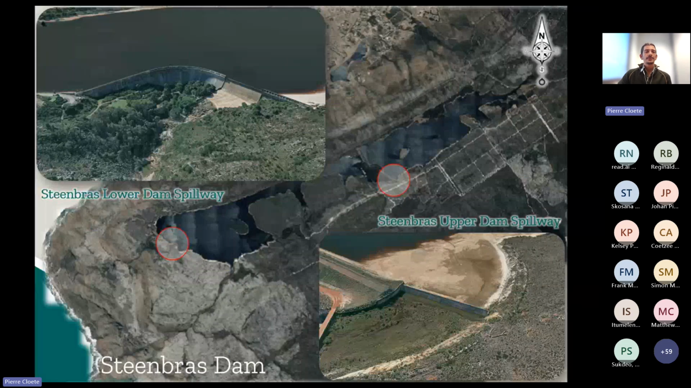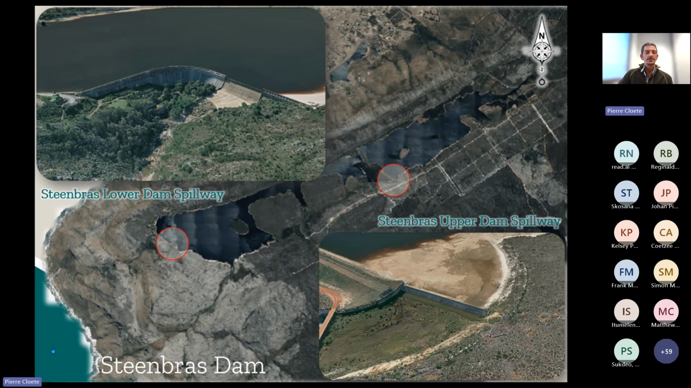To quickly give you an overview of Steenbras Dam, it's a dam located in the Western Cape, close to the Hottentots mountain range, which you can see in the northern part of the dam. It's broken up into two different dams, which is the upper Steenbras dam, located towards the east, and then the lower Steenbras dam, which is located to the west.